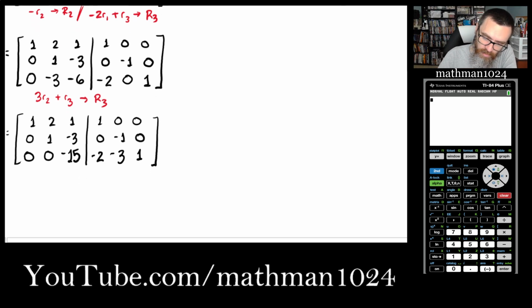And then from here, we want to make sure that this guy becomes a 1. Easy enough. We'll just do negative 1/15 times row 3 and replace row 3 with that.